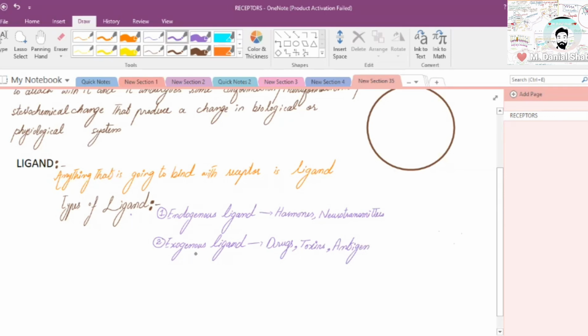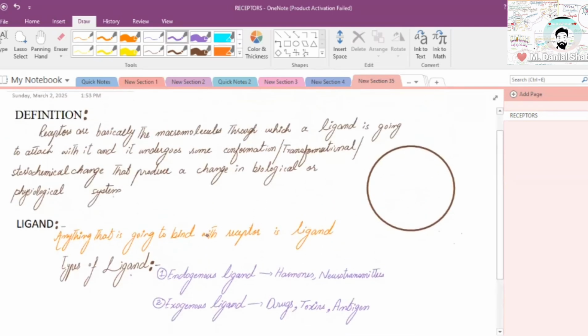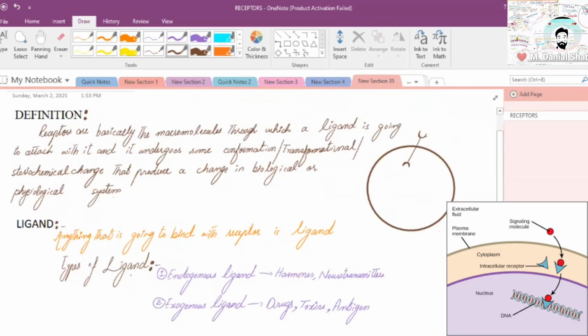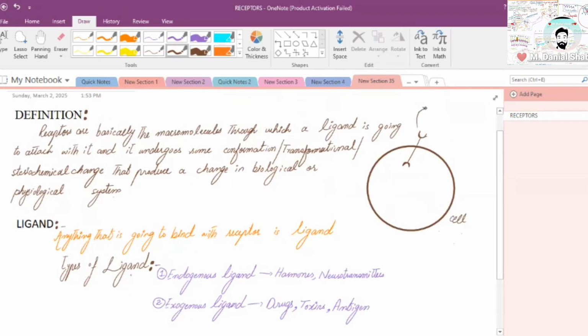Next, there is something new that you people are not familiar with. Listen, this is very important. You people should know it. Let's suppose, for example, I am going to draw a receptor here. Let's suppose this is the receptor on the surface of a cell. As you can see, this is the cell, and this is the receptor.